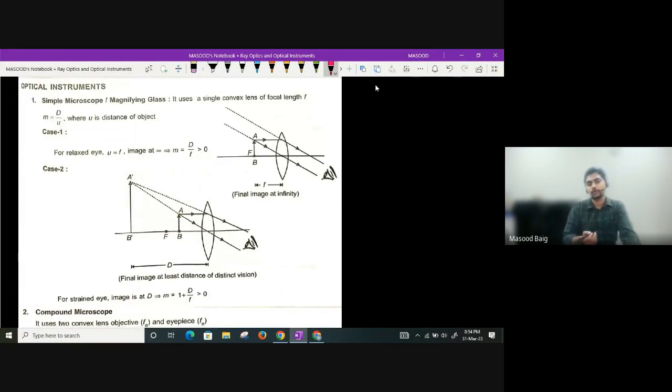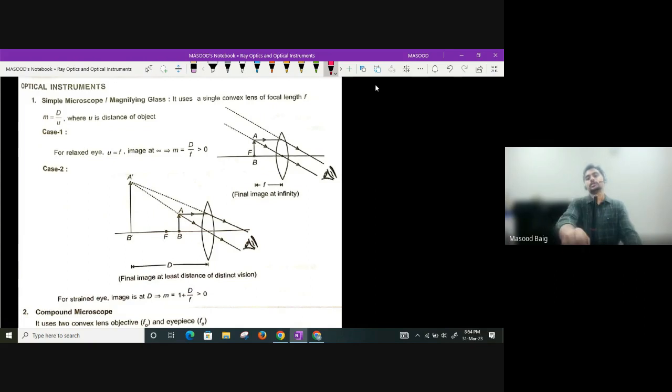Other one is compound microscope, which you usually might have seen in your laboratories, guys. And the other one is telescope. That also maybe you might have seen in your schools again. So there are two cases which we usually study in optical instruments. Whenever you view an object, either the object can be placed far from your eyes or the object can be placed near to your eyes, guys.